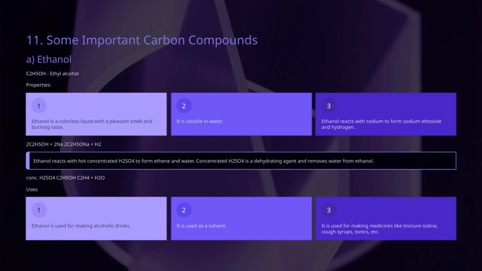Finally, a quick overview of ethanol's properties. It's a colorless liquid with a pleasant smell and a burning taste. These characteristics, along with its chemical reactivity, make ethanol a very versatile compound in both industrial and everyday applications.